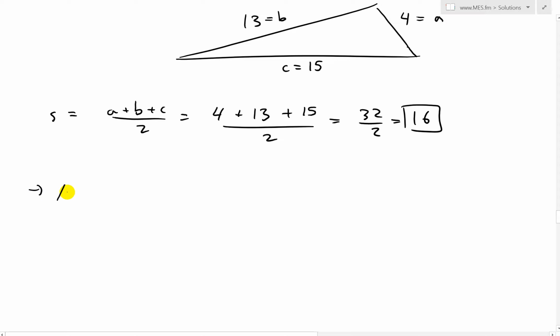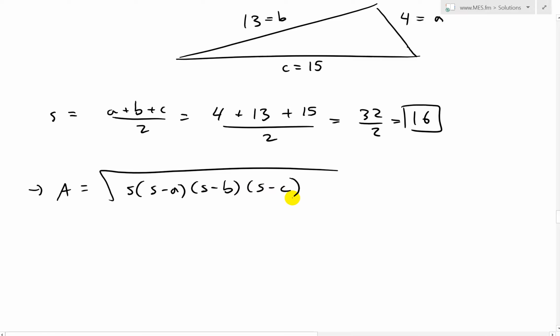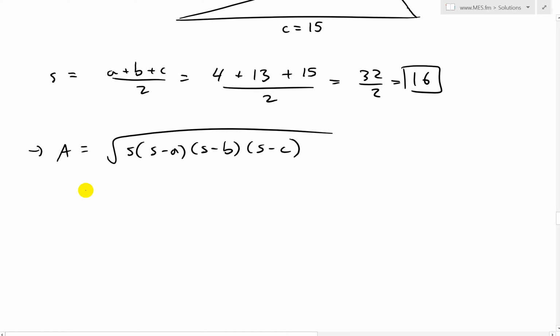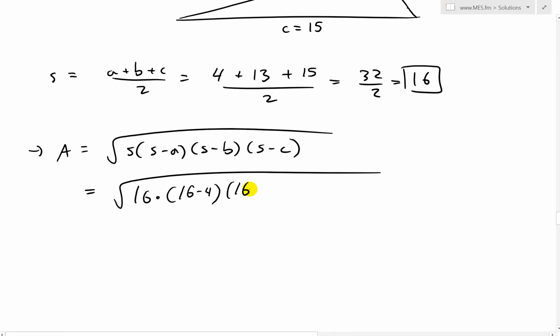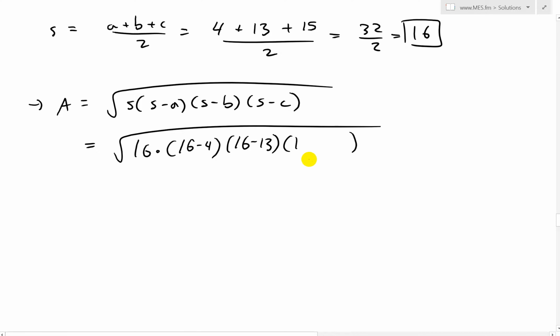And now the formula for area is equal to the square root of s times s minus a, s minus b, s minus c, like that. So this is going to equal, well, 16. Let's draw this a bit better. My pen's not working properly. So 16 times s minus a, so 16 minus 4, then 16 minus 13, and then 16 minus c, which is 15.